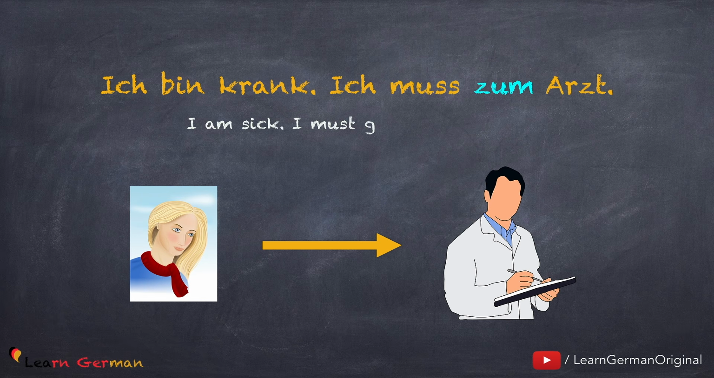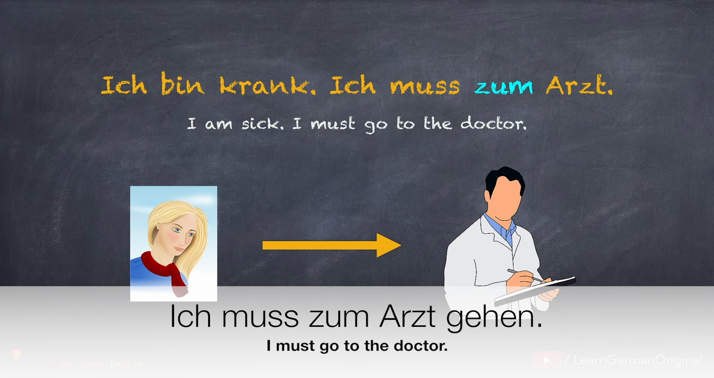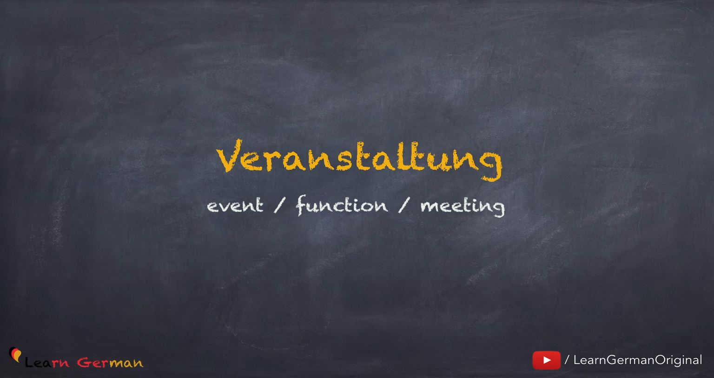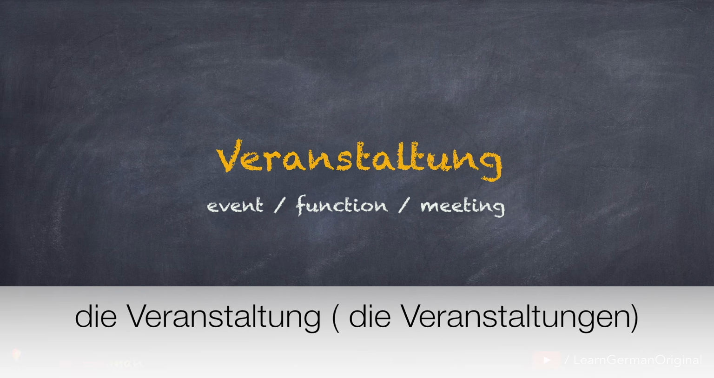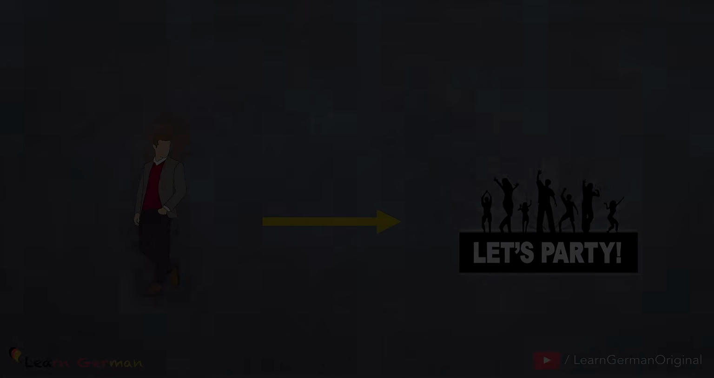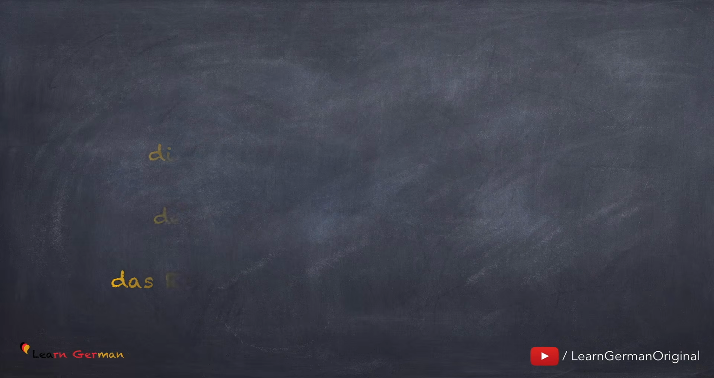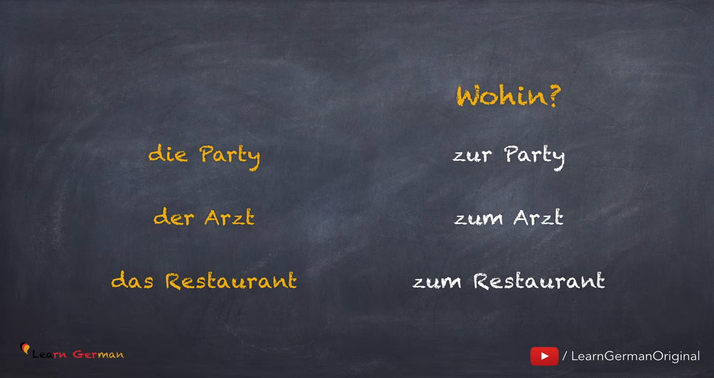So you will use the preposition zu. Here's another example. Ich bin krank. Ich muss zum Arzt. Or ich muss zum Arzt gehen. Here also you would ask wohin. You would also use zu when you're talking about a Veranstaltung. For example, ich gehe zu einer Party. Here also you would ask wohin. Let's see what to use with the three articles. Zur Party, zum Arzt, zum Restaurant.